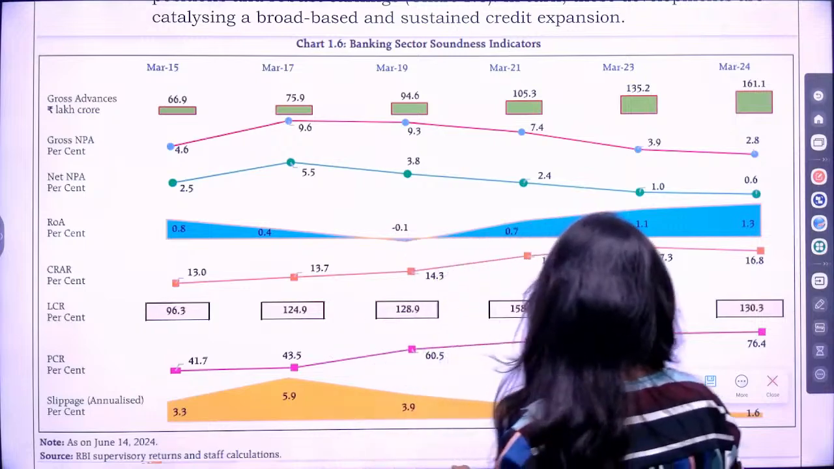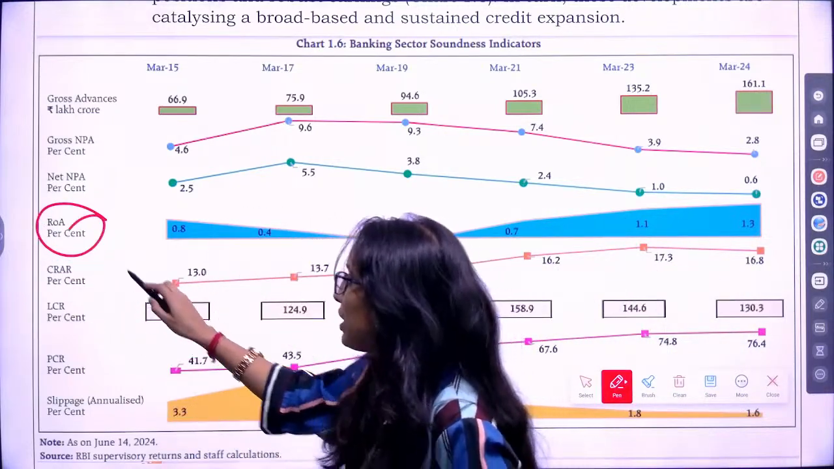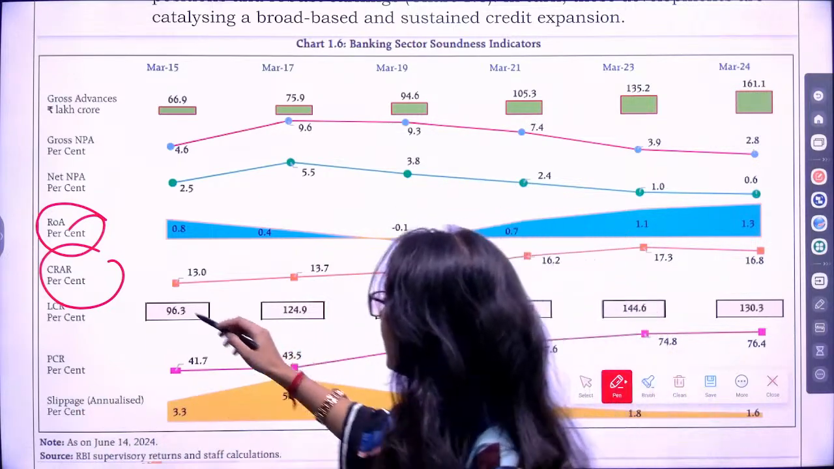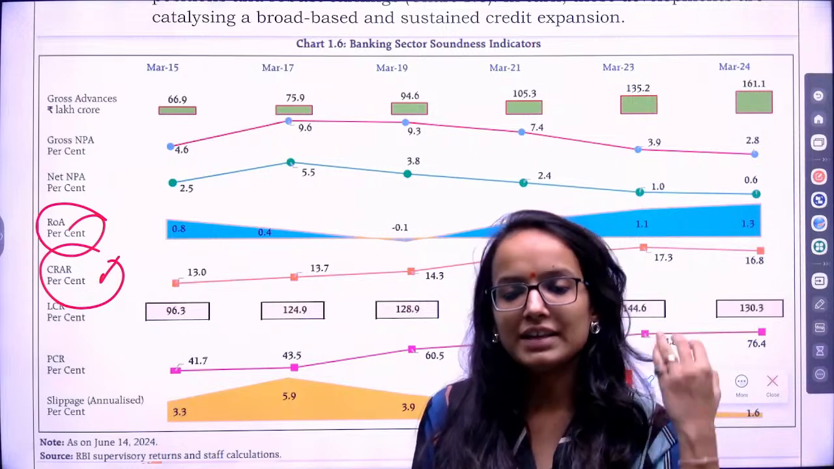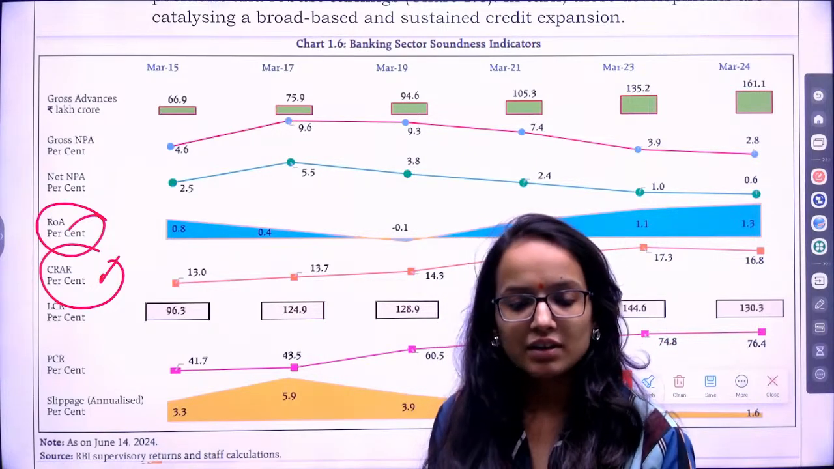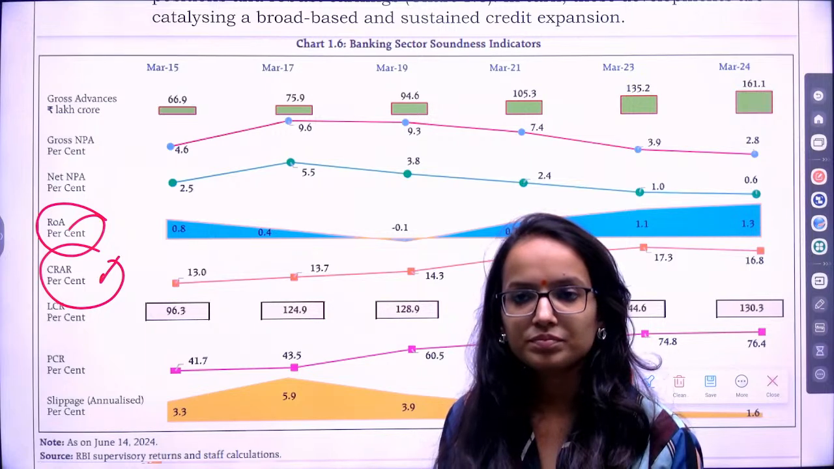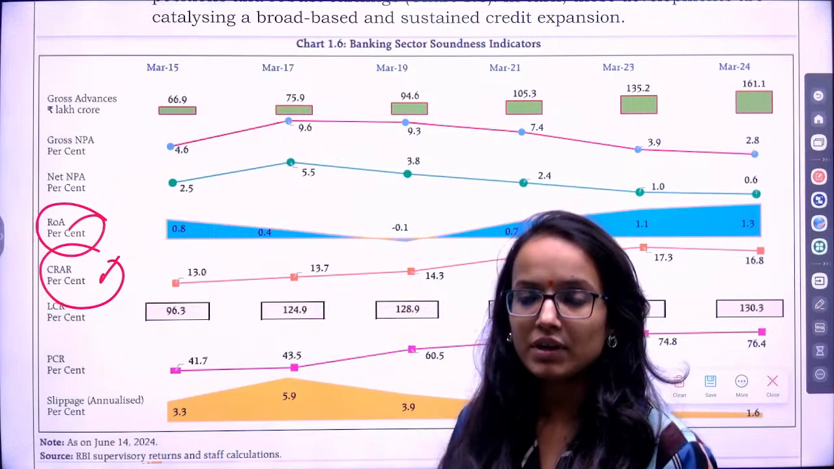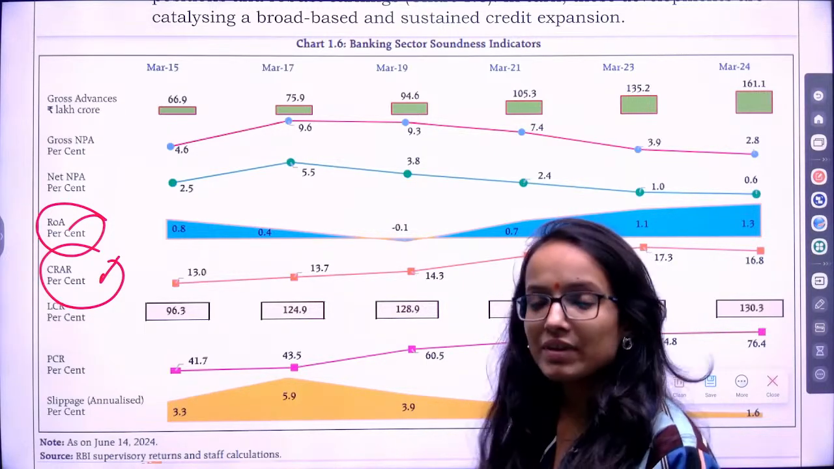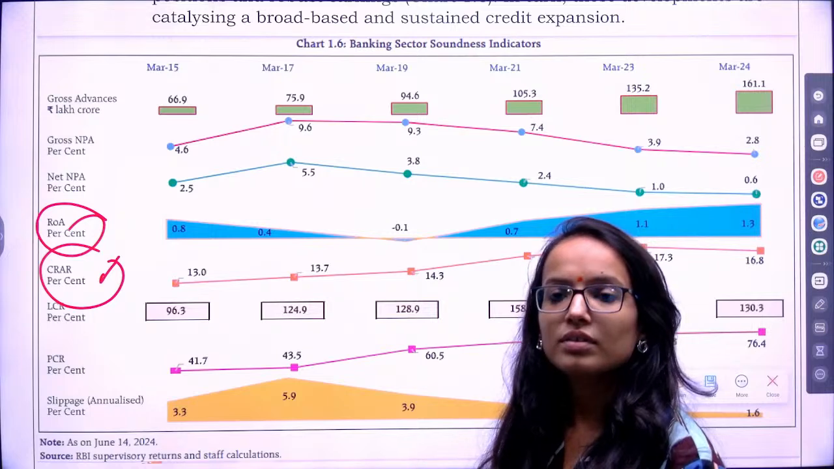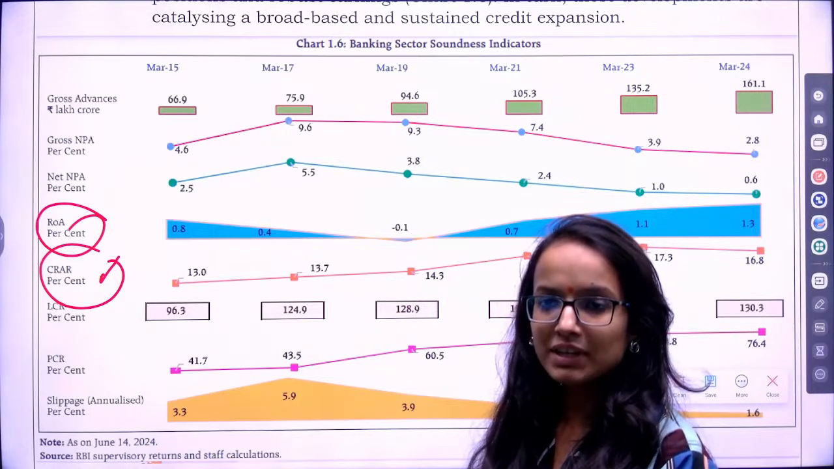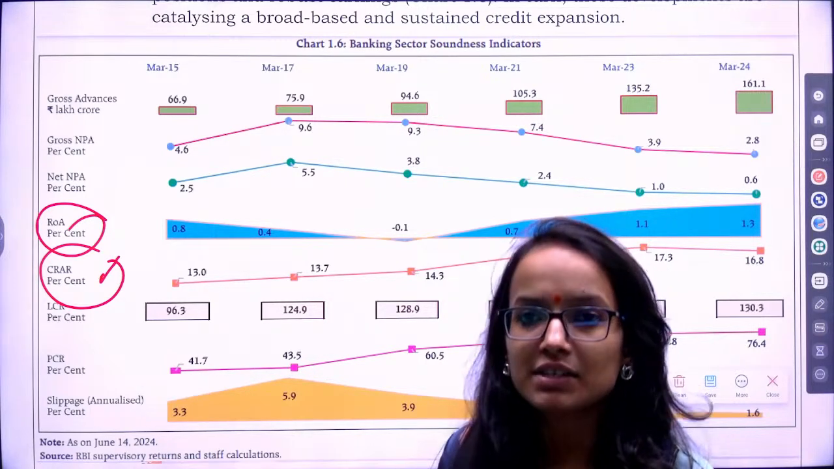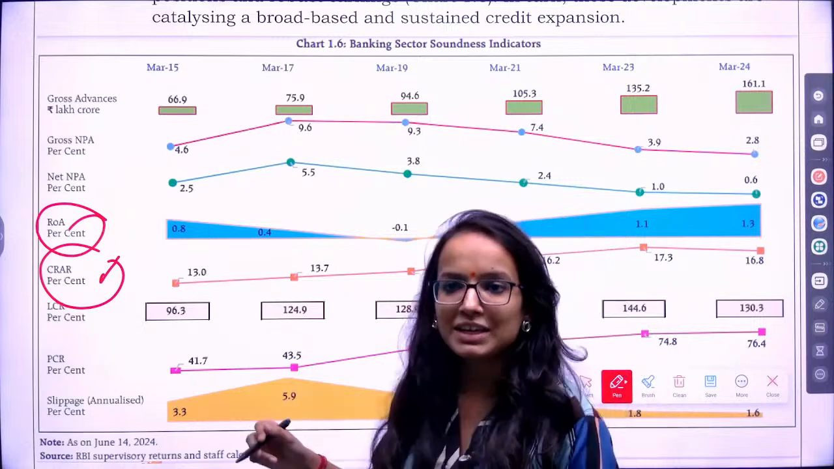All right, so now you know what is ROA as well, return on assets. Then you have CRAR. What is CRAR? The capital adequacy requirement, right? Tell me the extension of CRAR quickly, everyone. Capital to risk weighted assets ratio. You remember the extension of CRAR? Capital to risk weighted assets ratio. Very good.